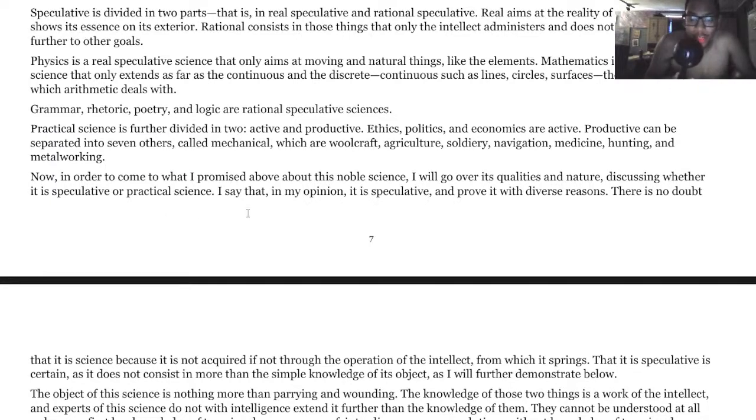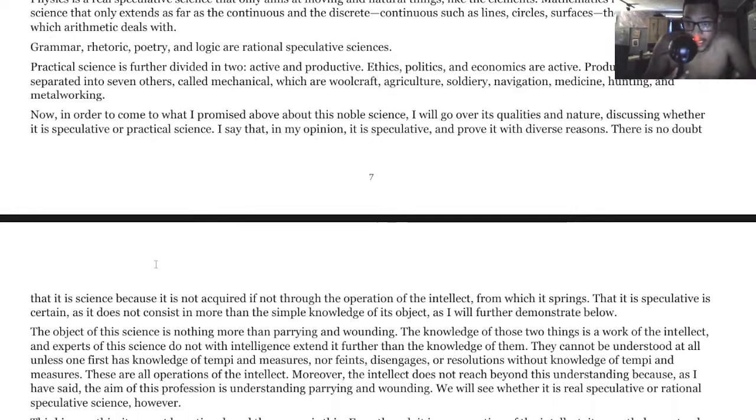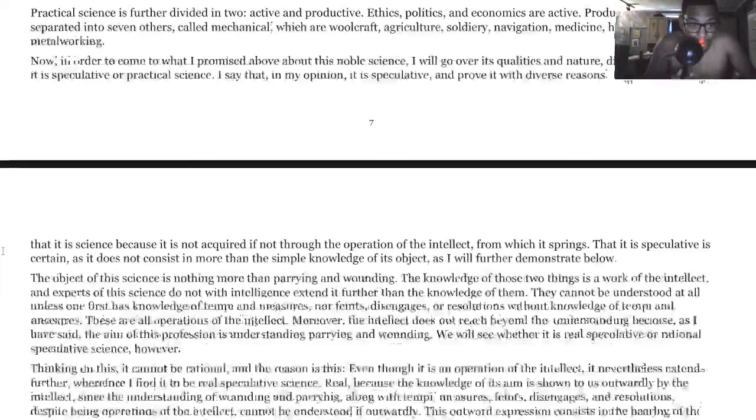Now, in order to come to what I promised about this noble science, I will go over its qualities and nature, discussing whether it is speculative or practical. I say that, in my opinion, it is speculative, and prove it with diverse reasons. There is no doubt that it is a science because it is not acquired if not through the operation of the intellect, from which it springs. That is, a speculative is certain, as it does not consist in more than simple knowledge of its object, as I will further demonstrate below.